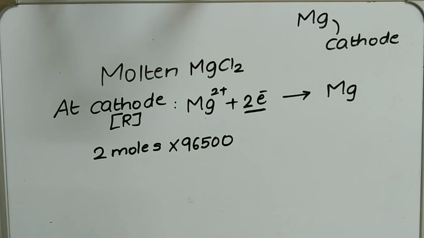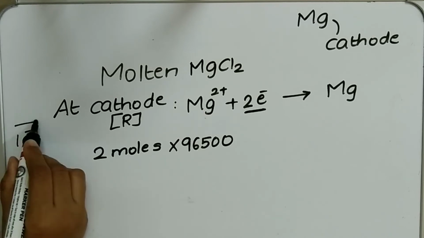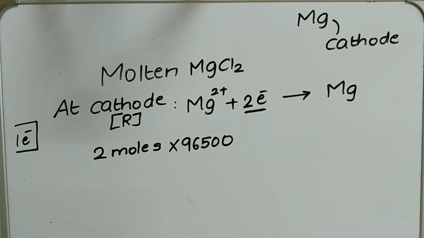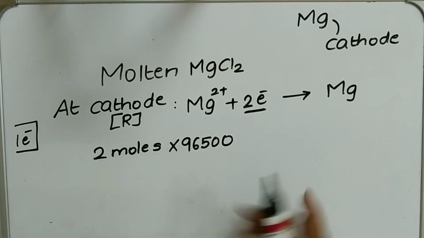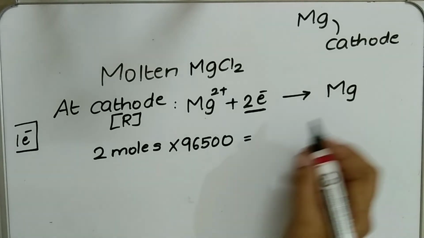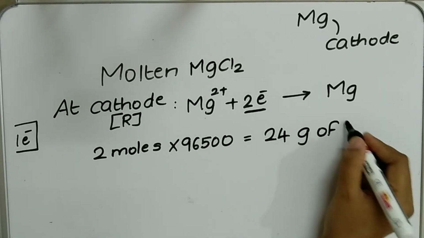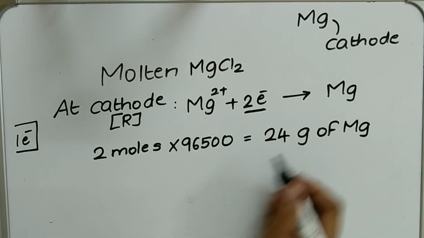Think, children, for the previous example what we have done is NaCl. For NaCl, 1 is only there, right? Because for Na we saw that only 1 electron was there in case of sodium. But here 2 electrons are there. So we have to multiply it with 96,500, which is equal to magnesium. The atomic mass is 24 grams of magnesium. Atomic mass of magnesium is 24.